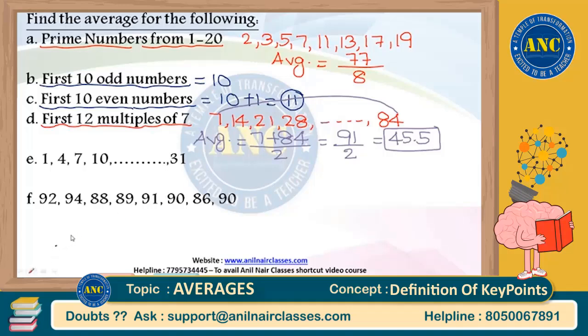Similarly, apply the same logic to your fifth question. Your fifth question is 1, 4, 7, 10, and so on till 31. This is also in arithmetic progression. The average is nothing but the first term plus the last term divided by 2.